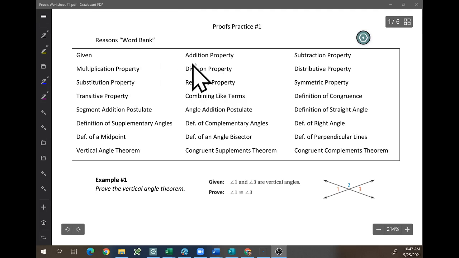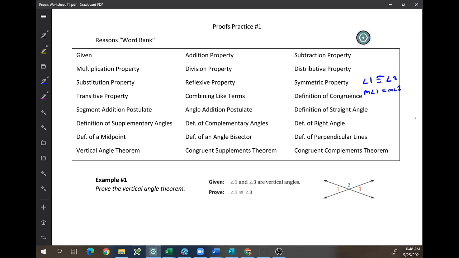So the first ones you should all pretty much know. Definition of congruence is basically if I have something like angle 1 is congruent to angle 2, and then I want to talk about their measurements, I can change this to measure of angle 1 equals measure of angle 2. And I can use the definition of congruence. I can actually do that backwards too. If I have the measures, then I can say they're congruent. That's the definition of congruent.